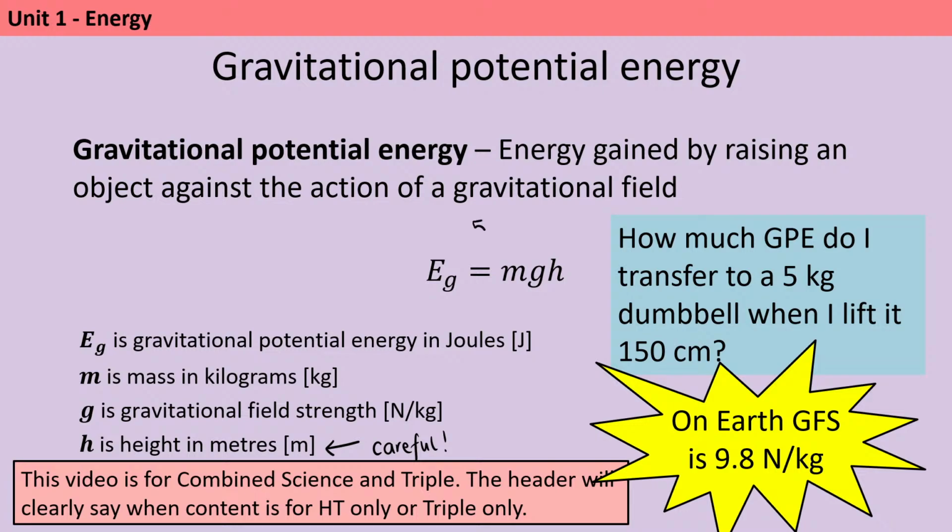Once I've done this, I can substitute in all of the numbers from the equation, and then I can multiply those together to get my answer, which is 73.5 joules. And of course I want to give the units, and of course I need that J to be a capital.